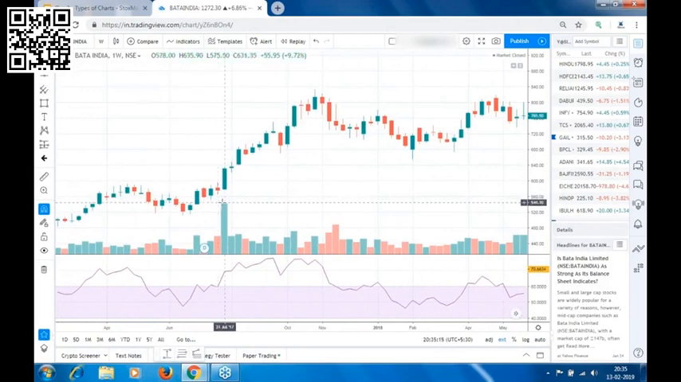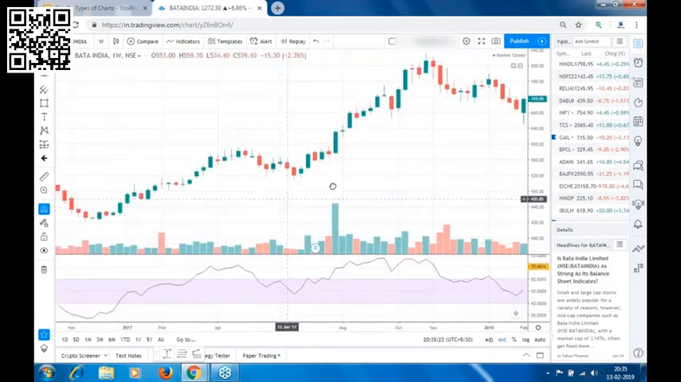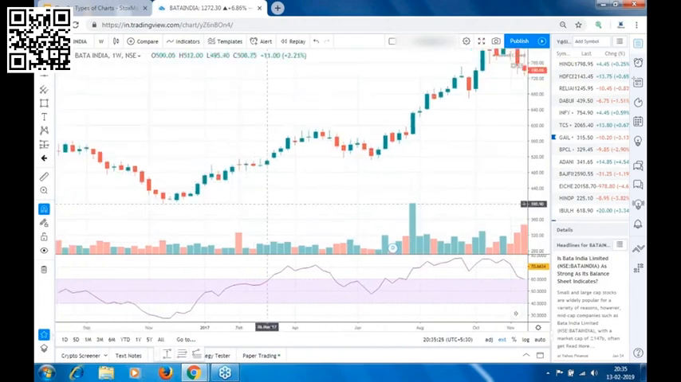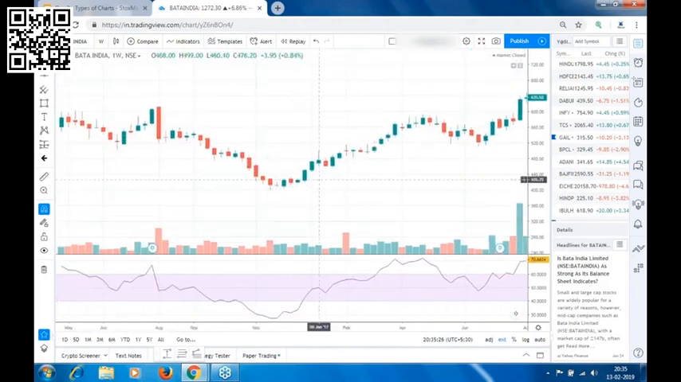Now see, this is your tweezer top, these two candles. And when it gave the breakout, you can see the movement in the stock. This is your bearish engulfing pattern. And then you can see the fall in the stock.